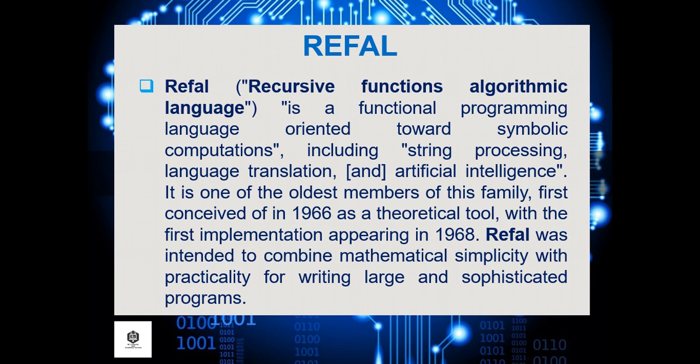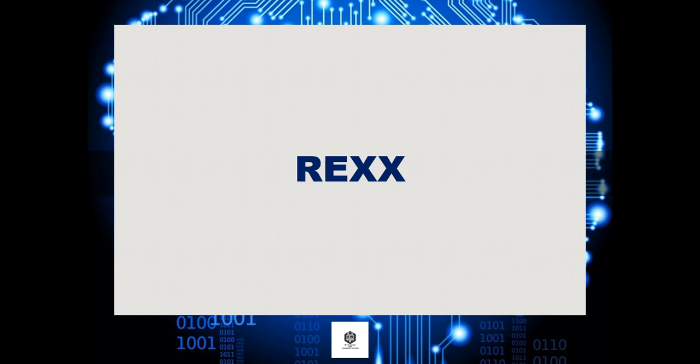Refal. Refal, or Recursive Functions Algorithmic Language, is a functional programming language oriented towards symbolic computations, including string processing, language translation, and artificial intelligence. It is one of the oldest members of this family, first conceived of in 1966 as a theoretical tool, with the first implementation appearing in 1968. Refal was intended to combine mathematical simplicity with practicality for writing large and sophisticated programs.